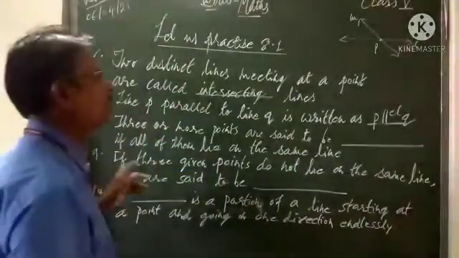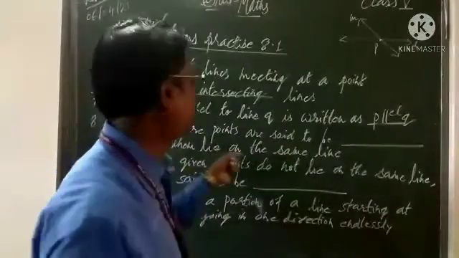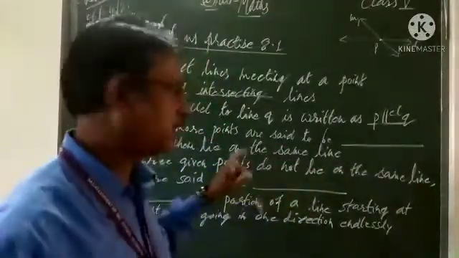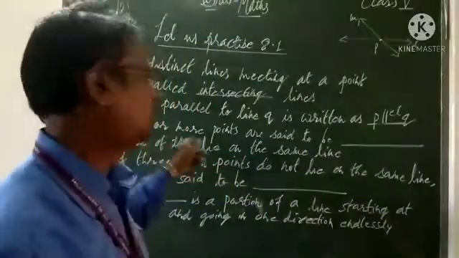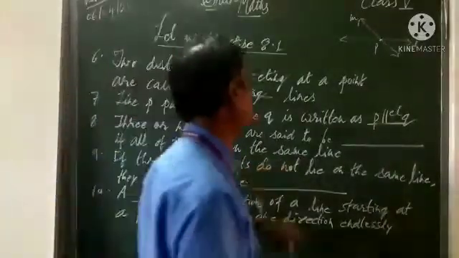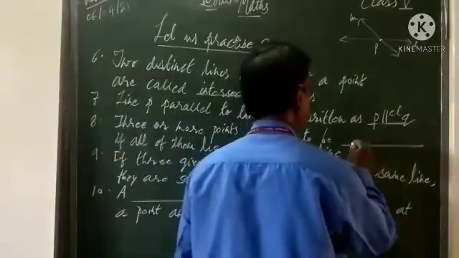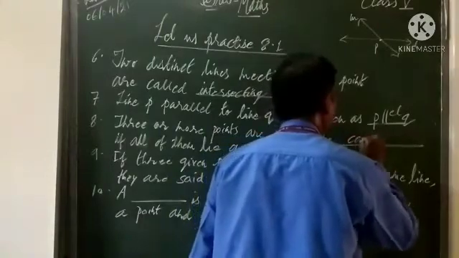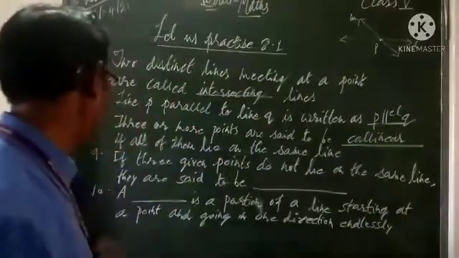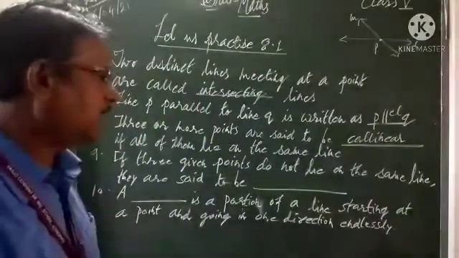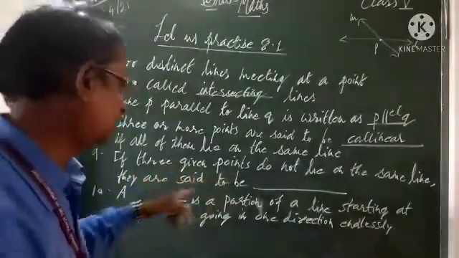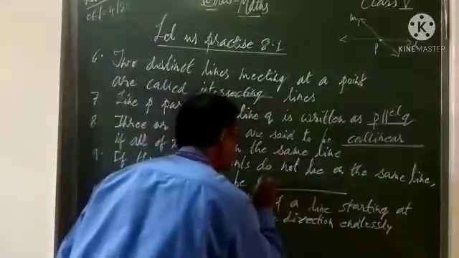Now 3 or more points are said to be dash if all of them lie on the same line. If all the points lie on the same line, such points are said to be what? Lie means they should stay on the line only. So what will we say? Collinear points. Such points are called collinear points. Understood? And next line: if 3 given points do not lie on the same line, they are said to be what? Non-collinear.